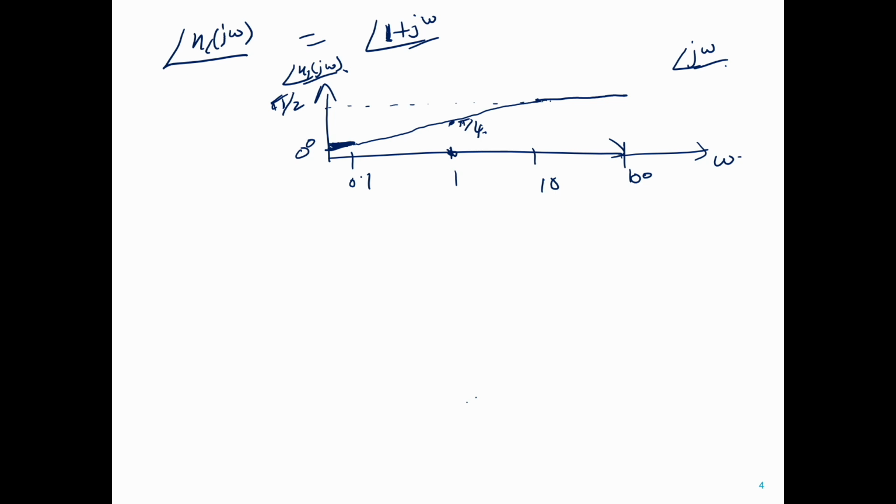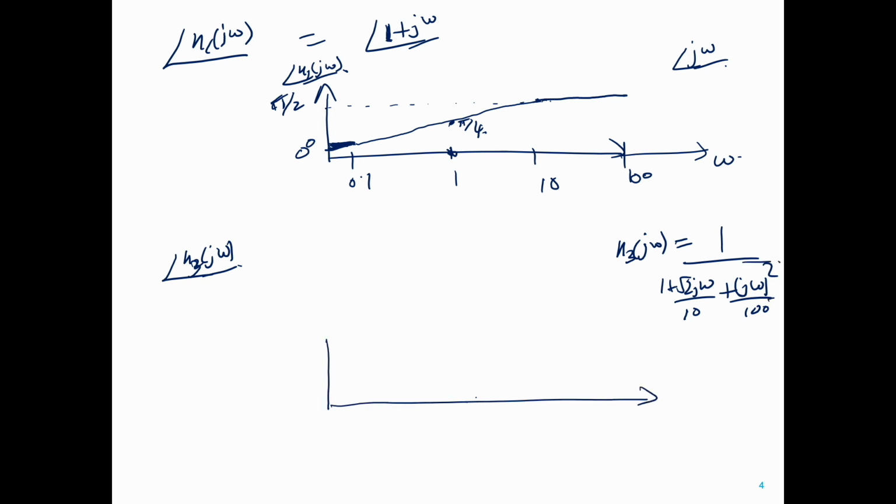Now let's figure out the phase sketch for H3(jω). Sorry, I said H2, but it's H3(jω), because H2(jω) was just a constant and it had a phase of 0. Now H3(jω) is 1 over 1 plus square root 2 jω over 10 plus (jω)² upon 100. Okay. So let me sketch over the same scale.